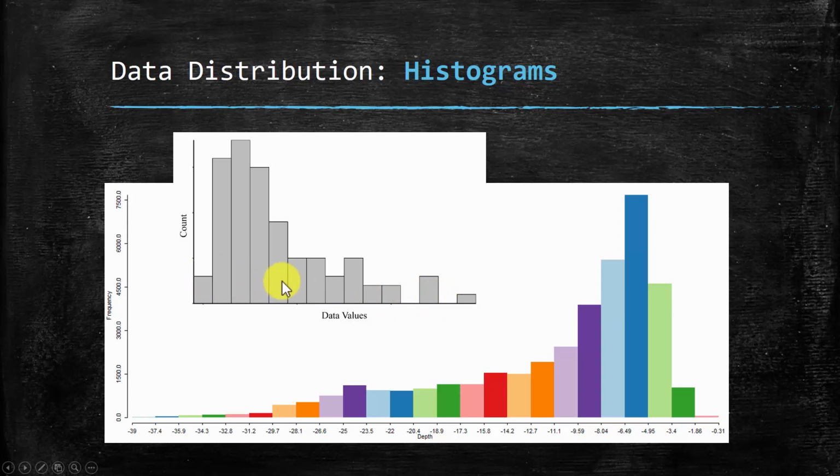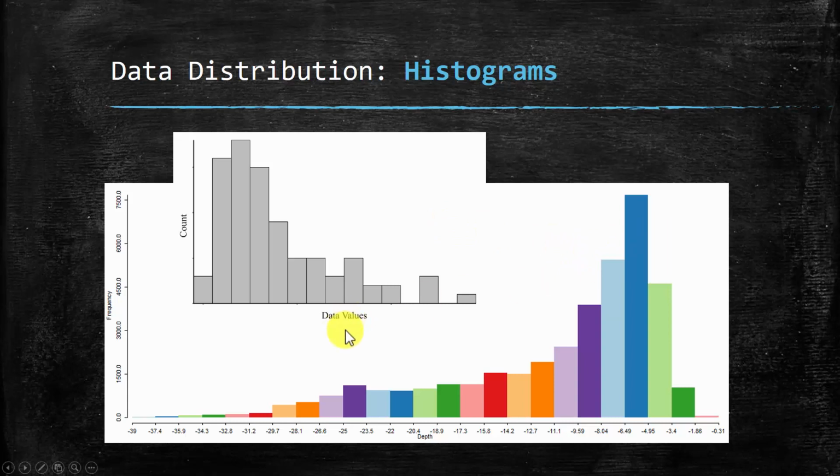Generally, if you make the bin smaller, you're going to see more local noise in the data, more local patterns, whereas if you make the bins bigger, that means that you're going to see kind of a more generalized pattern. And there's really not a right answer in terms of how wide each bin should be or how many bins you should have.